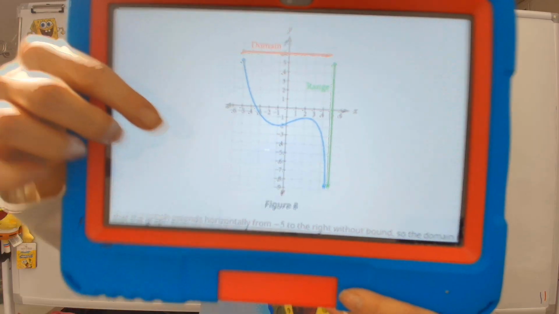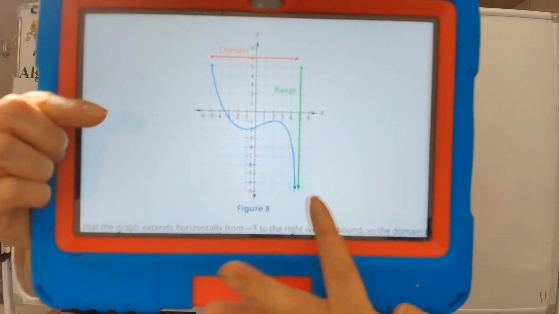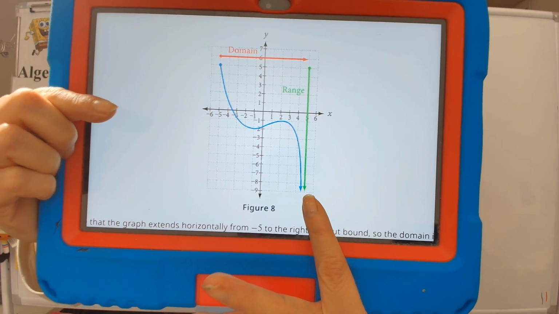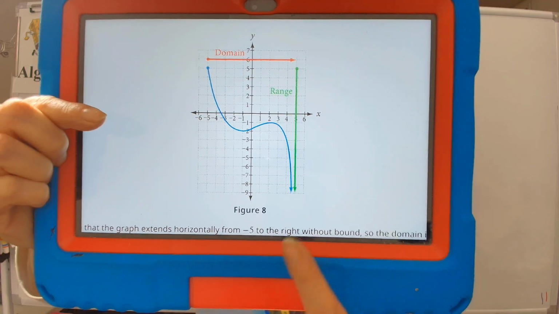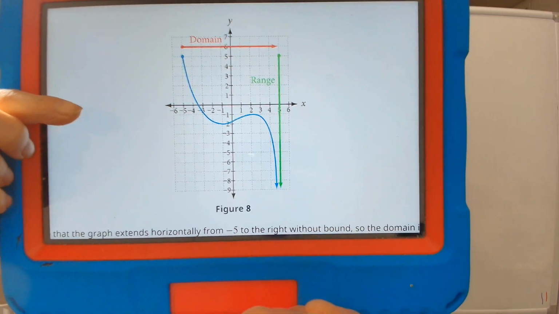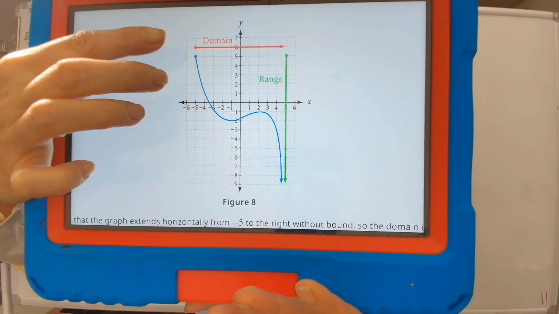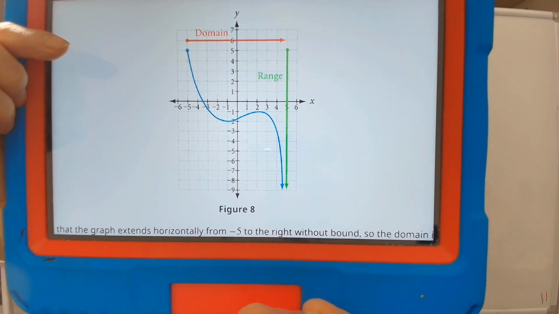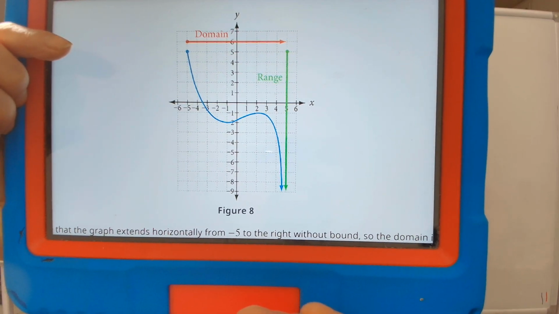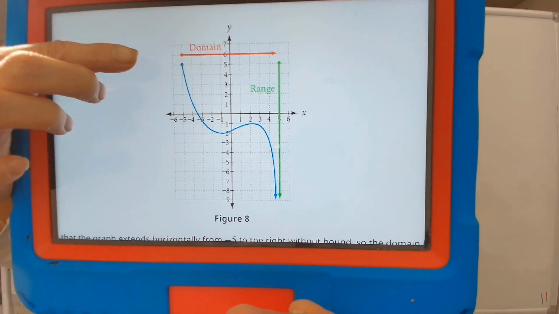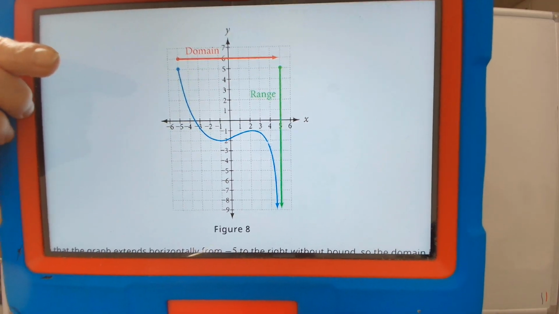However, notice there's an arrow there. That means the graph keeps going at this point. So it keeps going down. It doesn't stop, is what that means. So then the domain is going from this stop point going across. The domain is measuring in the x direction, and it doesn't end. So it goes from here all the way to forever, infinity.